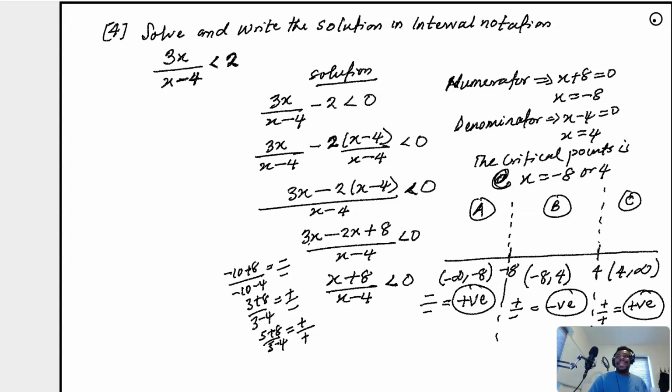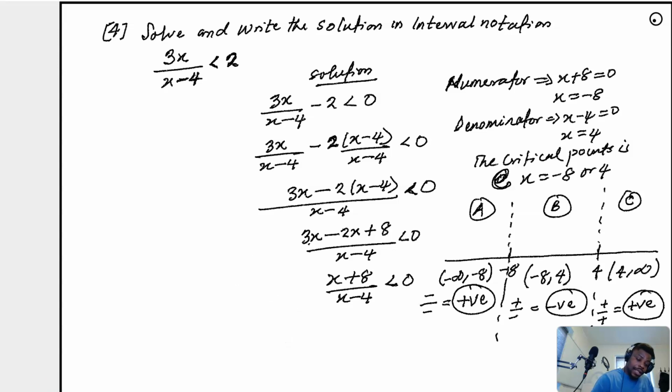So the next thing is to get our interval of interest. Our interval of interest, you already know that this is less than 0. And when it's less than 0, we are only interested in negative. And what is giving us negative is this interval, that is minus 8 and 4.